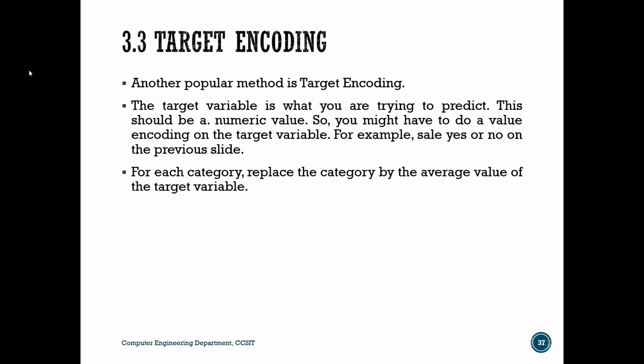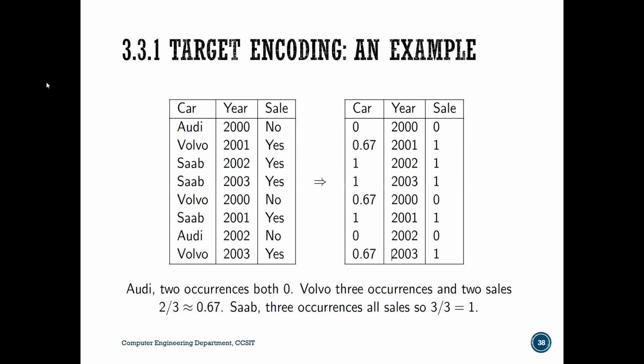Here I have the same data set. So for target encoding, what will you do? Suppose I have Audi car. How many times do we have Audi? We have two times, and both times it is no. Audi has two occurrences and in both the result is zero, so that's why the output is zero. We assign the Audi car the value zero wherever we have Audi.